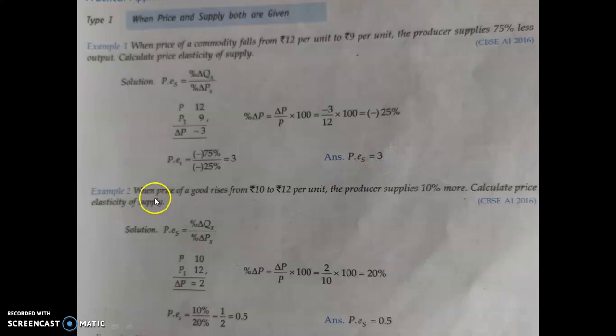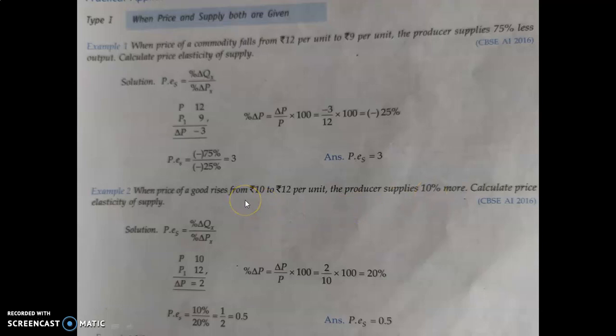Then the second example: when the price of a good rises from 10 to 12. So here P is equal to 10, and P1, that is the new price, is equal to 12. Then the producer supplies 10% more. Calculate price elasticity of supply. So here the percentage change in quantity supplied is 10%. We have to calculate the percentage change in price.